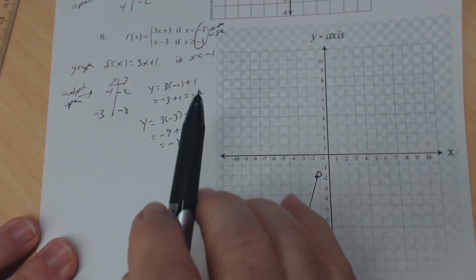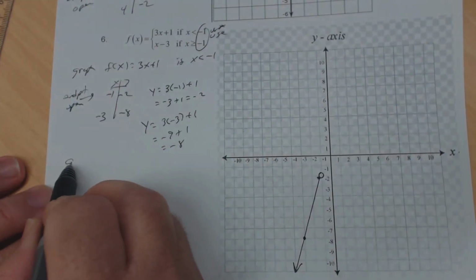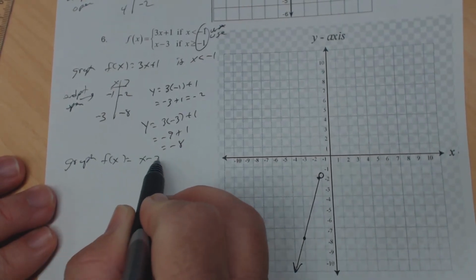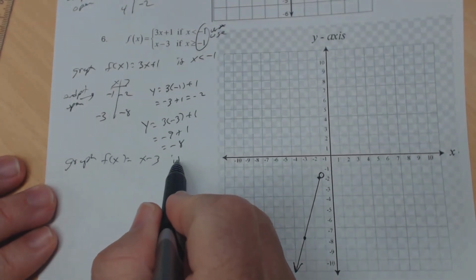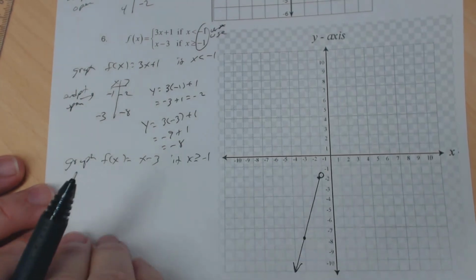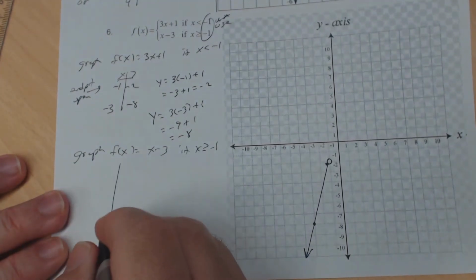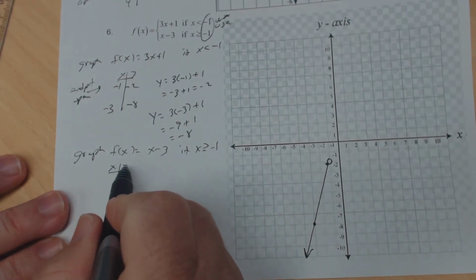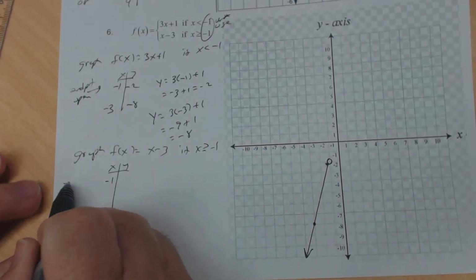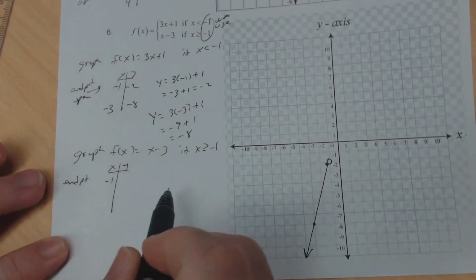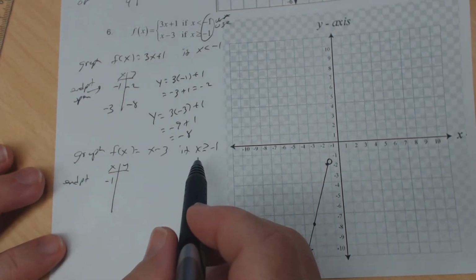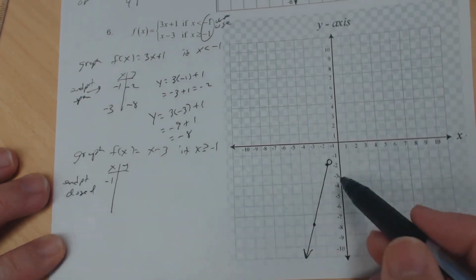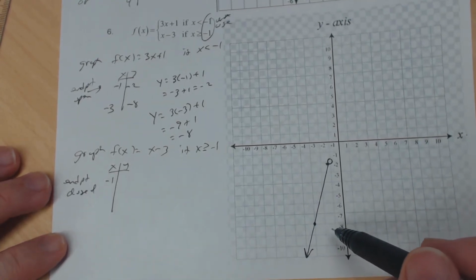Okay? Now let's do the other one. So now we're going to graph f of x equals x minus 3, and this time if x is greater than or equal to -1. So again, in my t-table, I must use that x value right here because that's going to be my end point. Now the question is, is it open or closed? The answer is closed because of the equal sign. So this one's open, the other one's going to be closed.